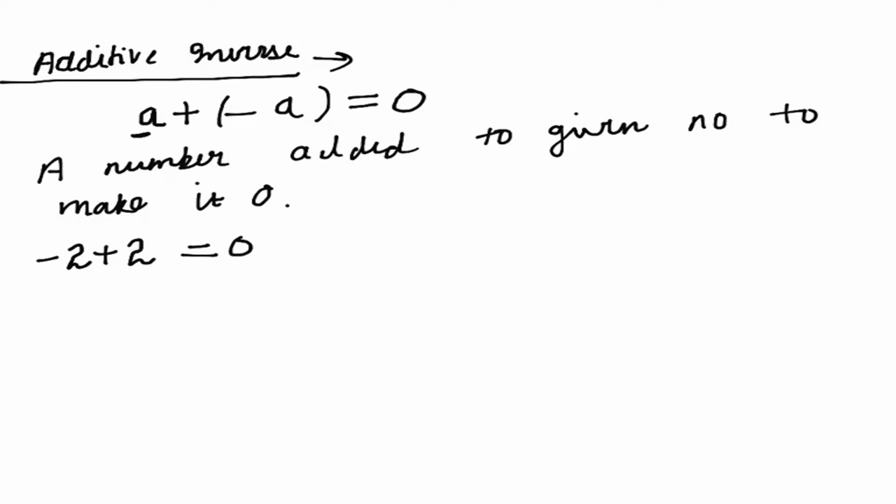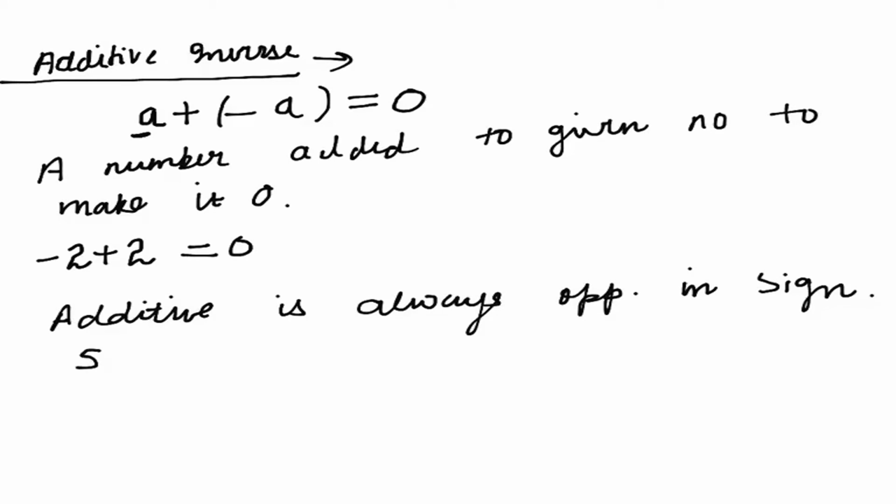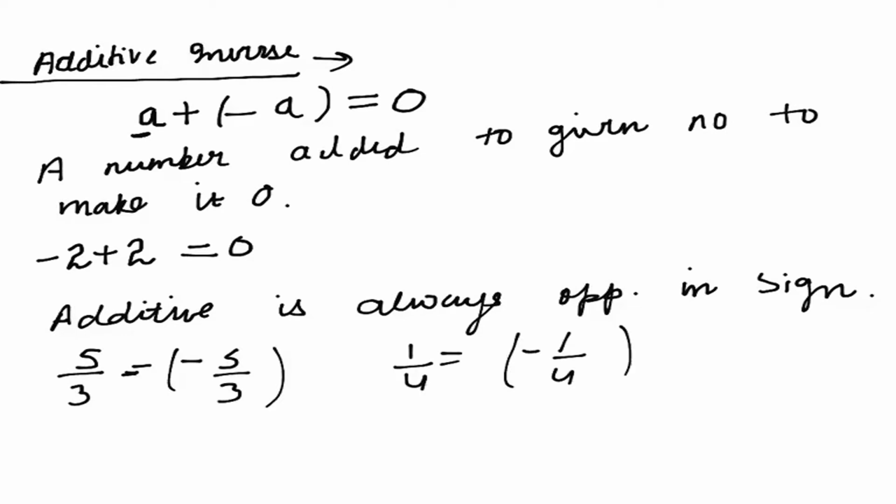So it means the additive inverse is always opposite in sign. Like I have 5 by 3, its additive inverse will be minus 5 by 3. If I have 1 by 4, its additive inverse will be minus 1 by 4. If I have minus 2 by 5, its additive inverse will be 2 by 5. So the additive inverse is always the opposite sign of the given number. Like in directions also, the additive inverse of south is north, east is west. So this is always the opposite of the given thing.